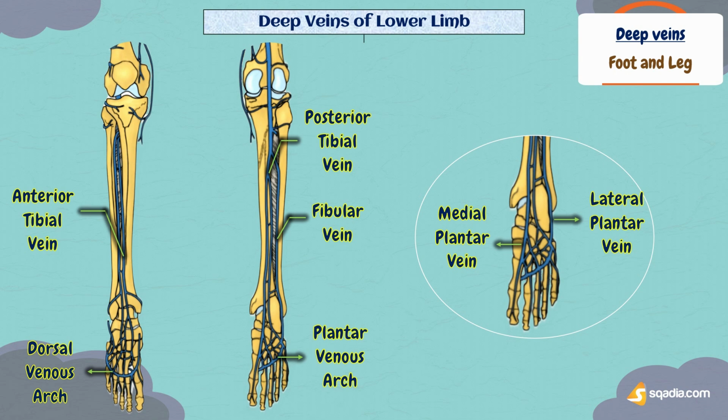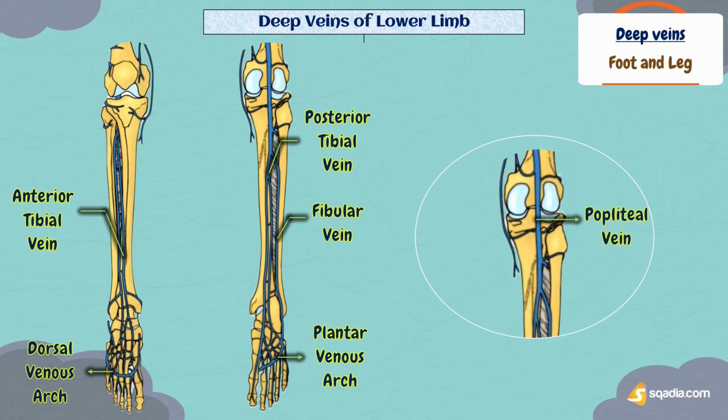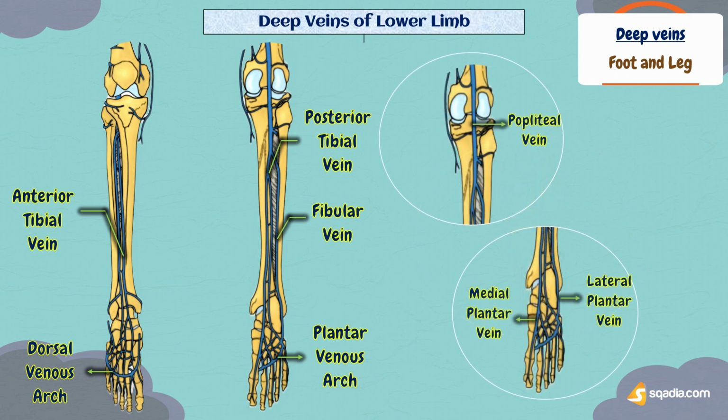The posterior tibial vein accompanies the posterior tibial artery, entering the leg posteriorly to the medial malleolus. On the posterior surface of the knee, the anterior tibial, posterior tibial and fibular veins unite to form the popliteal vein. The popliteal vein enters the thigh via the adductor canal. These are the deep veins found in the regions of the foot and leg.